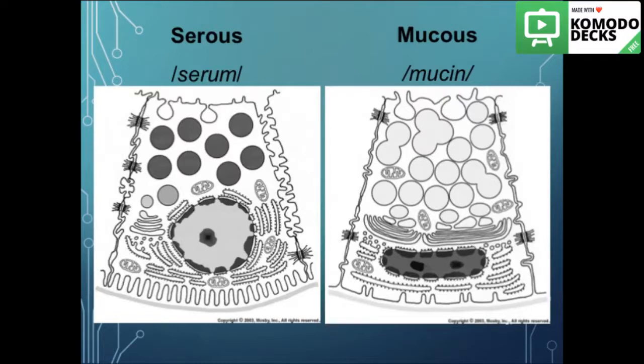The cells making up the serous or the mucus end pieces are different in the electron microscope. The serous, as we said, comes from serum, which is a protein-rich fluid, or mucus from mucin, which is a more viscous glycosylated substance.